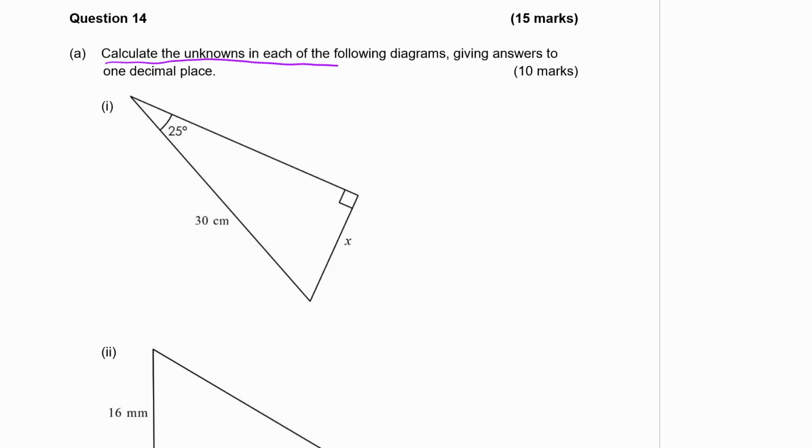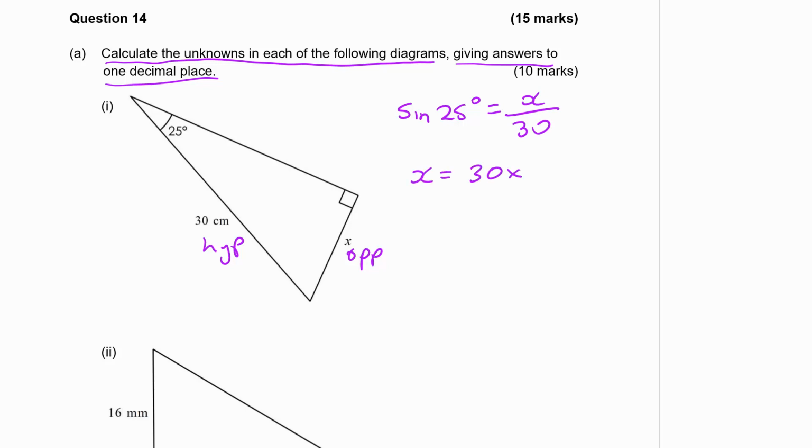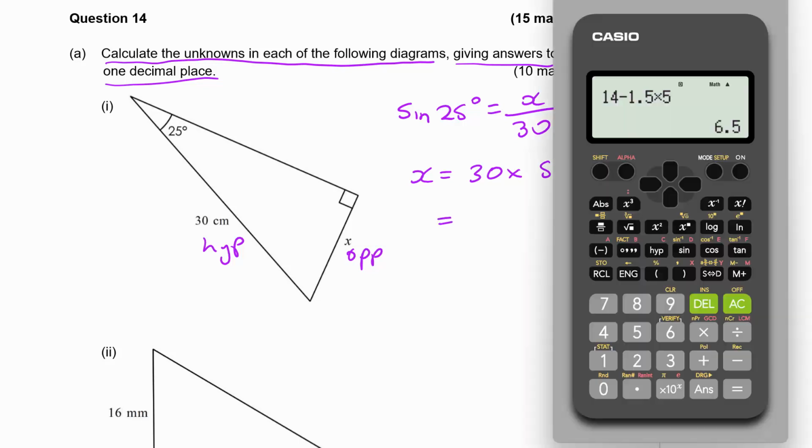Calculate the unknowns in each of the following diagrams, giving answers to one decimal place. So if we look at the first one, this would be the opposite, and the hypotenuse is here. And so we know it's going to be the sine. Sine of 25 degrees is going to be equal to x over 30. And therefore, x is going to be 30 times the sine of 25 degrees.